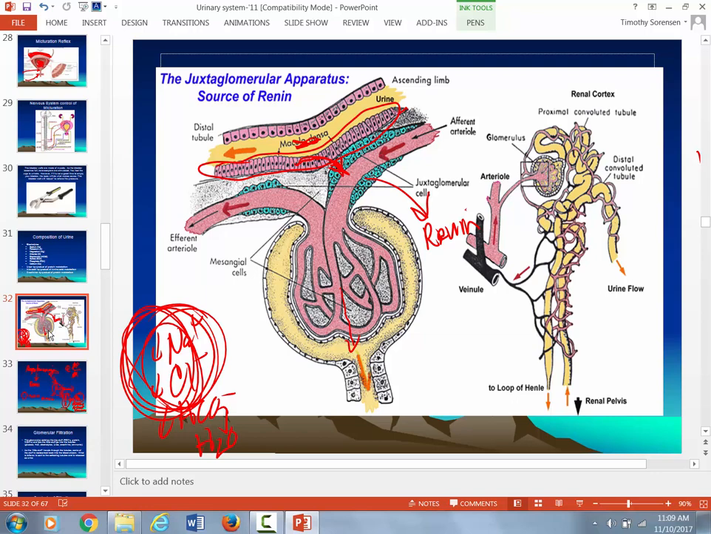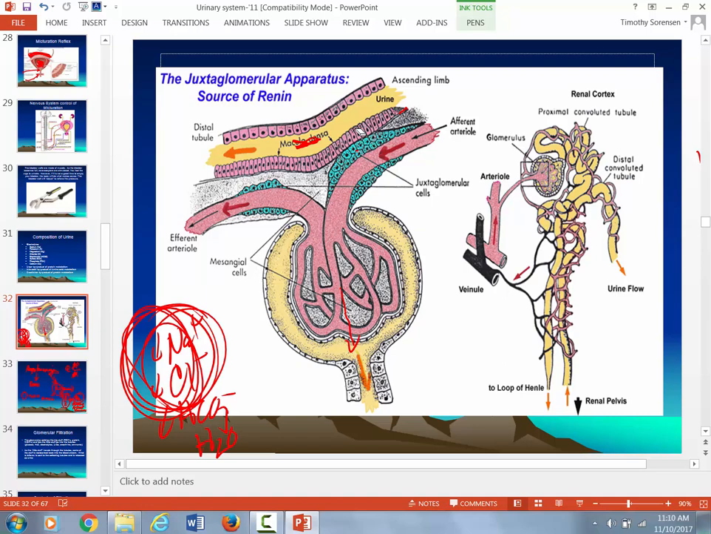We talked about this, right? So watch. Connected to the afferent arteriole are these specialized cells called juxtaglomerular cells. And these cells respond to stretch. Who's with me? So they're connected to the afferent arteriole.